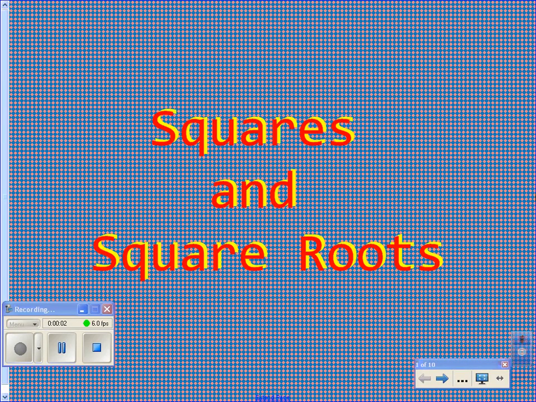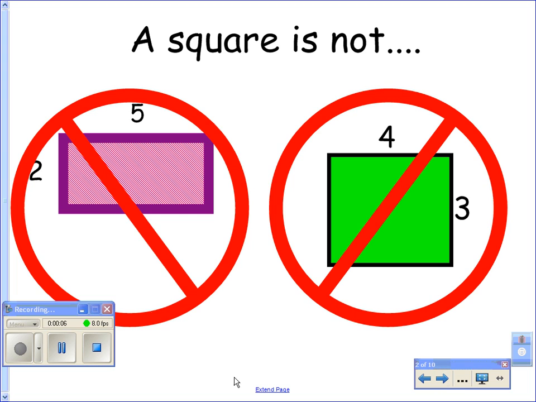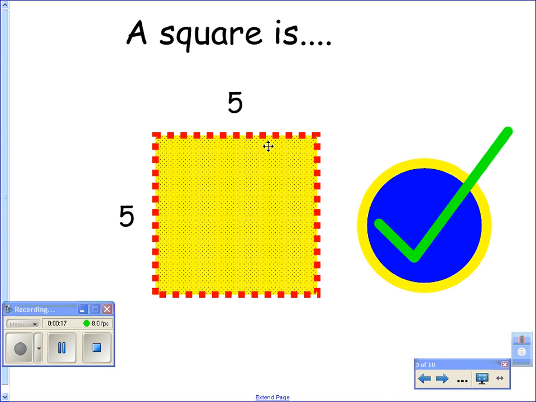Today we are going to learn about squares and square roots. We know that a square does not have different side lengths for its length and its width. If the top side is 5, the bottom side is going to be 5. The side is 5, so the other side is going to be 5. This is a square.